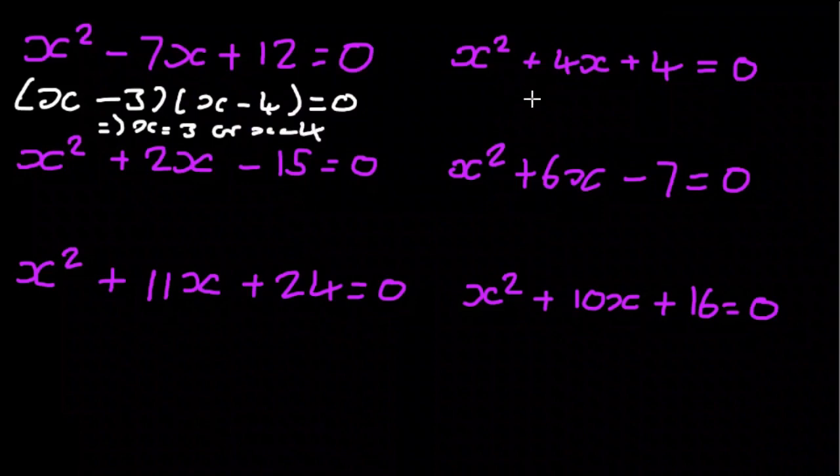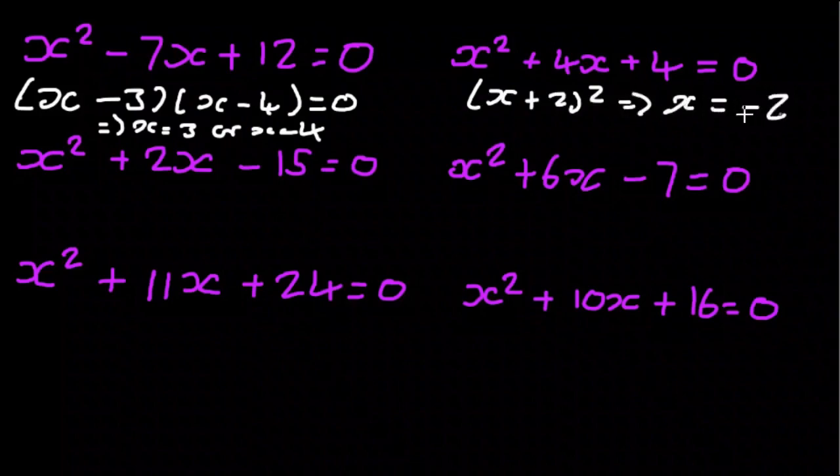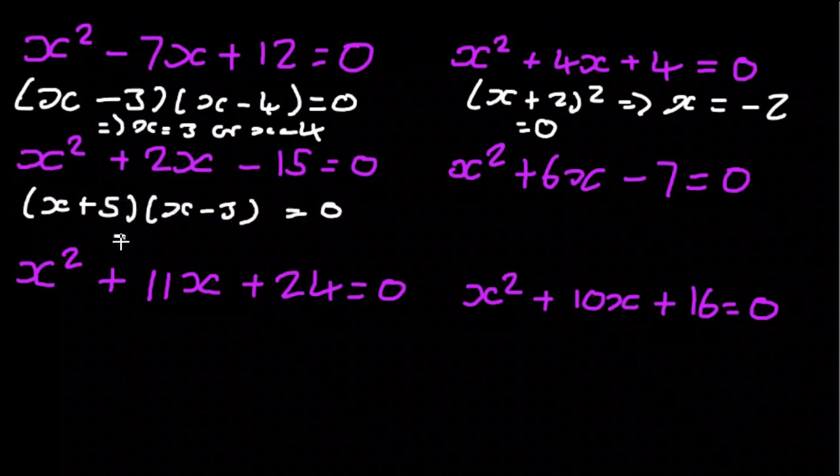Here we're looking for factors of 4 that add up to 4, so we could have 4 and 1 adds up to 5, or 2 and 2, that works. So let's factorise this to x plus 2 squared, which just implies x is equal to negative 2. Oh, of course that's equal to 0. Here, again, factors of 15, the difference of 2. Well, we want it to be positive, so we're going to take x plus 5 and x minus 3 equals 0, and that implies x is equal to negative 5 or x is equal to 3.